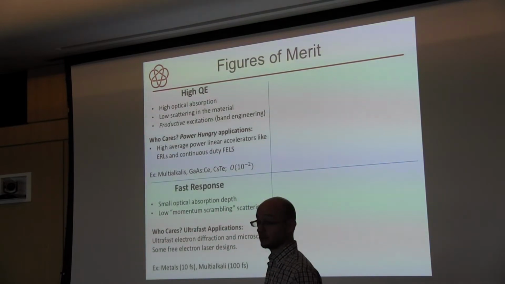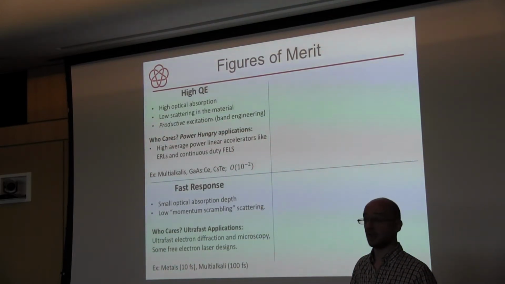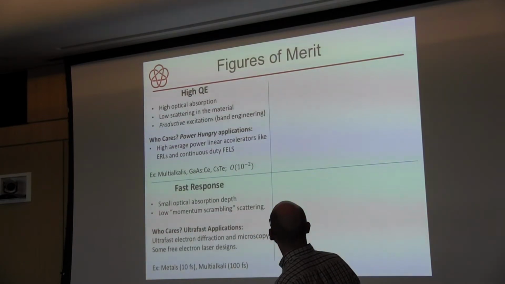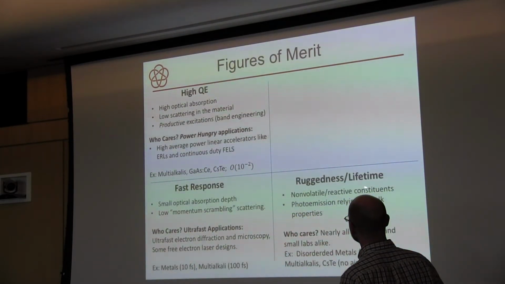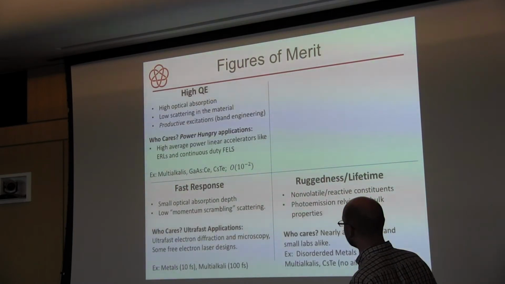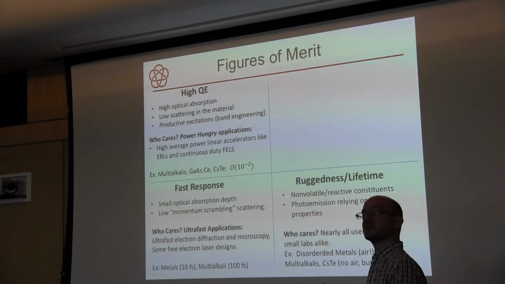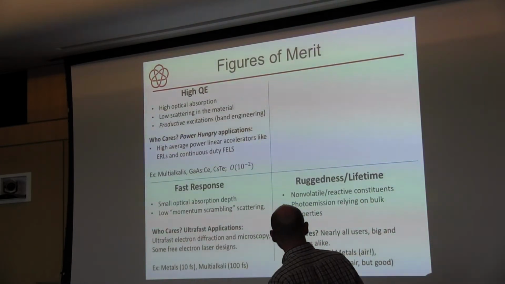Examples of really fast photoemitters are metals. Metals emit on the order of 10 femtoseconds for a lot of wavelengths. And multi-alkalis as well, we believe they have a response time of around a tenth of a picosecond. So we want these things to be easy to use. We want them to be rugged and have a long lifetime. So particularly, it's nice to use non-volatile or non-reactive constituents, and we like photoemission that's relying on bulk stuff, not stuff that relies on effects at the surface.